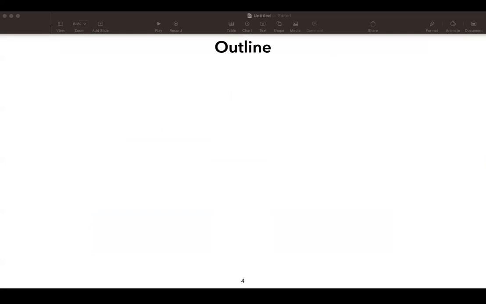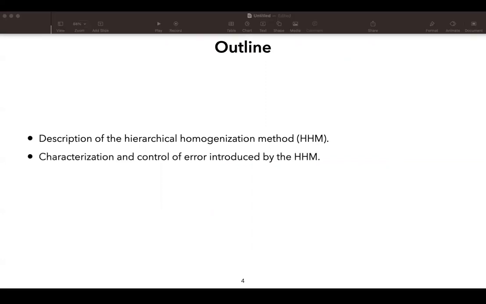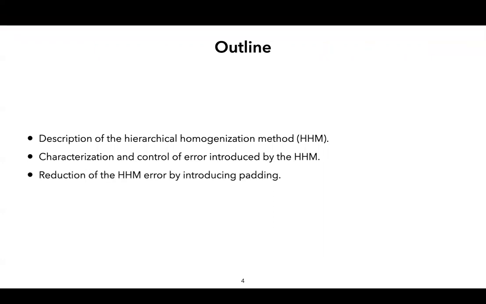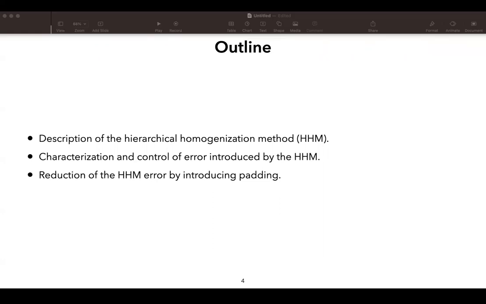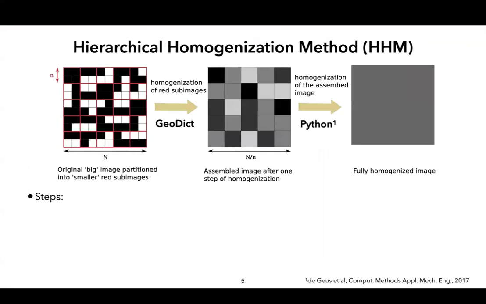Here is the outline of this talk. First I will describe the basic idea behind the hierarchical homogenization method, or HHM. Then, because HHM is an approximate method, it will inevitably introduce some error. So I will talk about how we can characterize and then control this error to apply this method with confidence, and then how we can reduce this error by introducing the concept of padding.